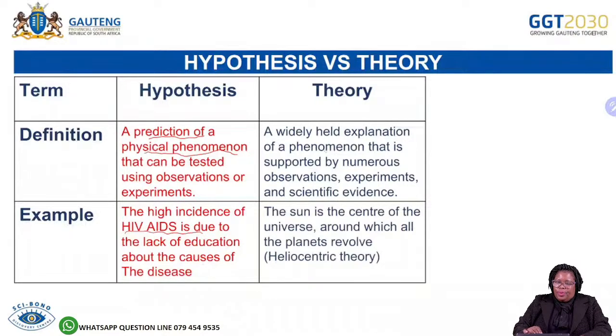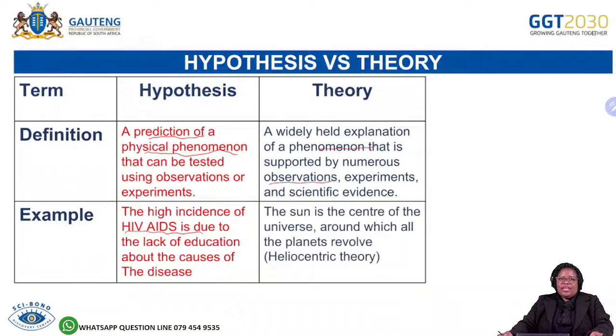So it is a phenomenon that is supported by numerous observations, experiments, and also the scientific evidence. Like if I were to give you an example, when scientists are saying everything that goes up comes down because of what? Due to force of gravity. Okay, that is a theory that was tested by using what? Observations, by using what? Experiments.